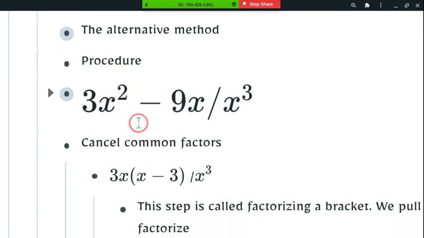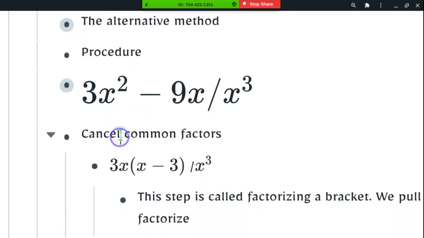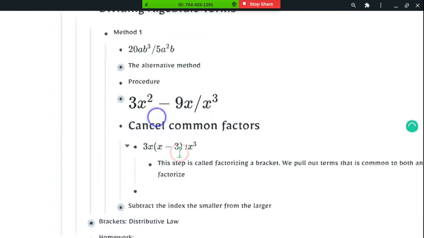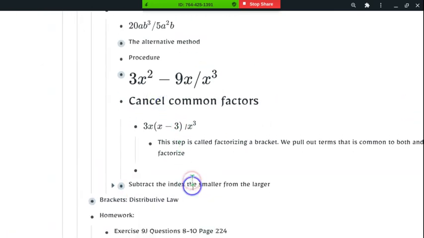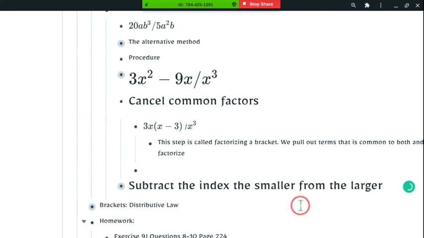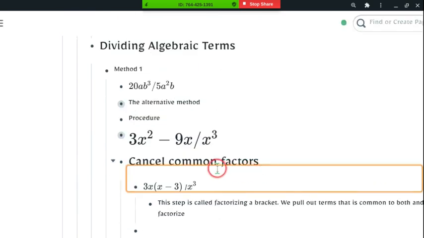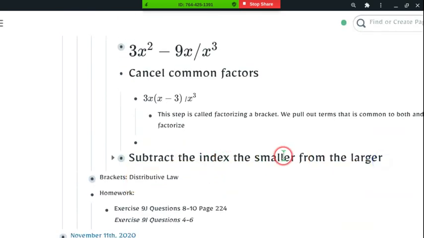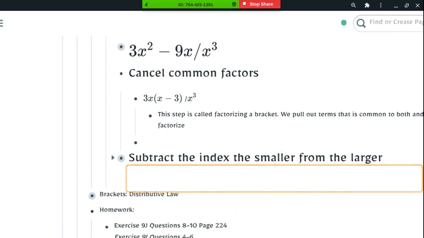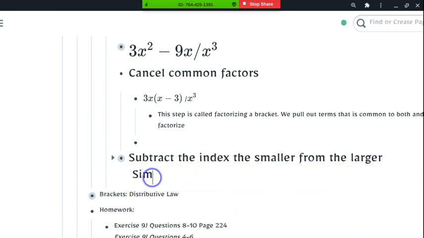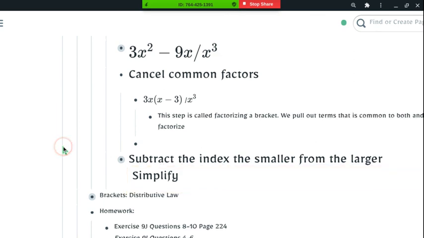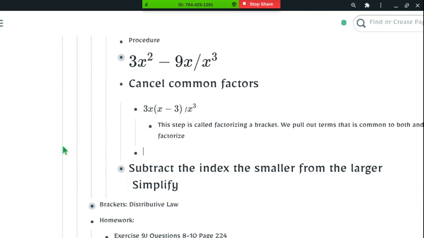We went through the procedure. Procedure 1 was to cancel common factors. Then procedure 2, subtract the smaller index from the larger. And then, as I said, step 3, but we didn't get to do step 3, was for you to simplify. All right? Simplify. Sounds good, everybody? Yes, sir. Everybody understands? Yes, sir. All right.